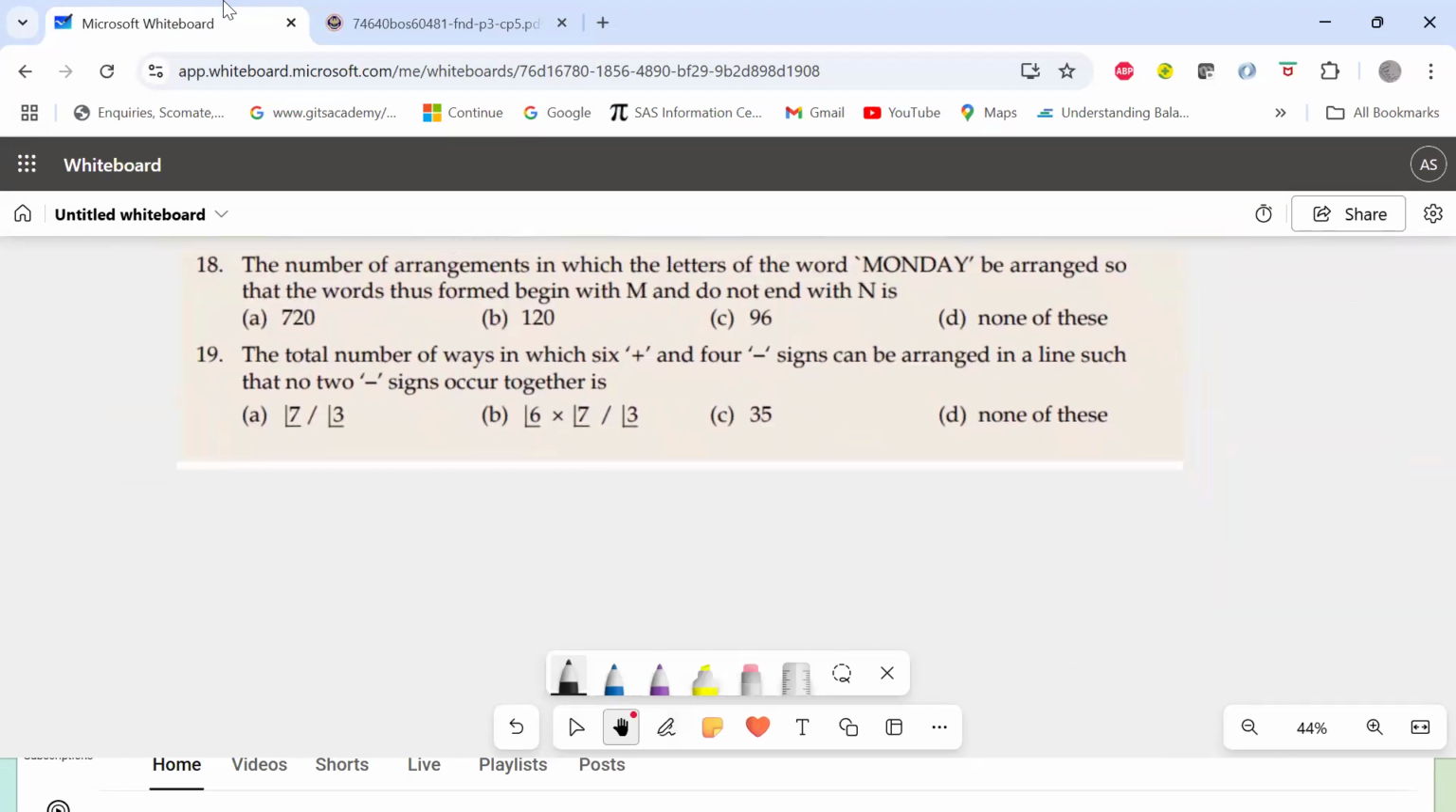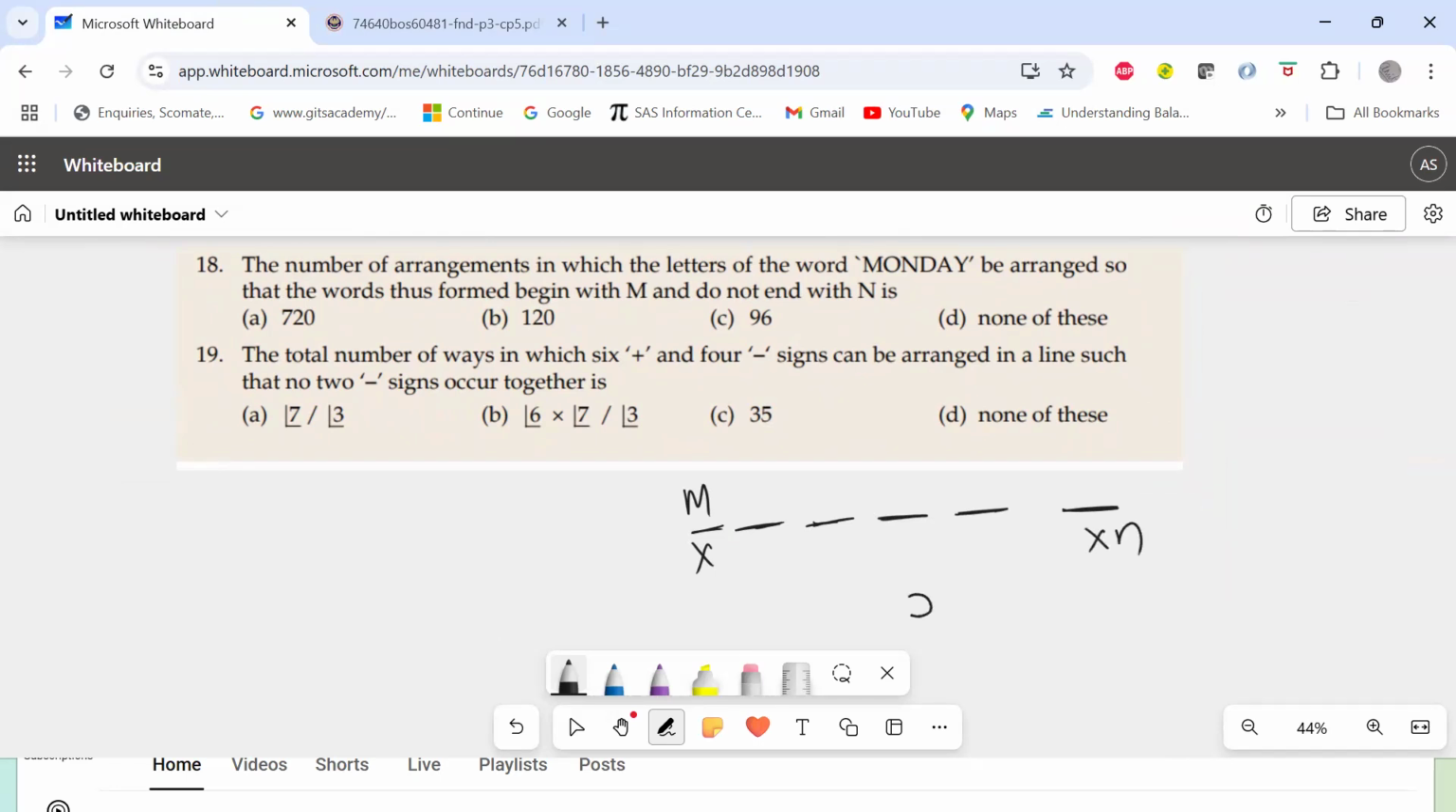So the number of arrangements in which the letters of the word MONDAY are arranged so that it should always begin with M. 1, 2, 3, 4, 5, 6. Okay, it should always begin with M, so there's no arrangement beginning with anything else, and it should not end with N.